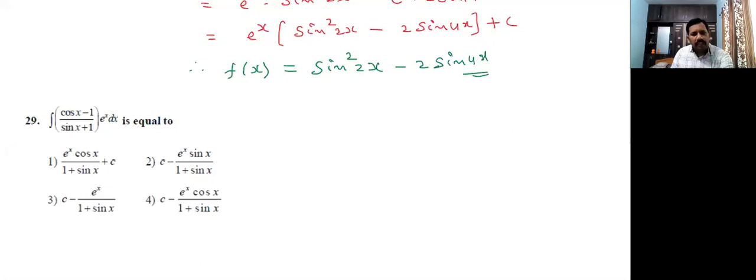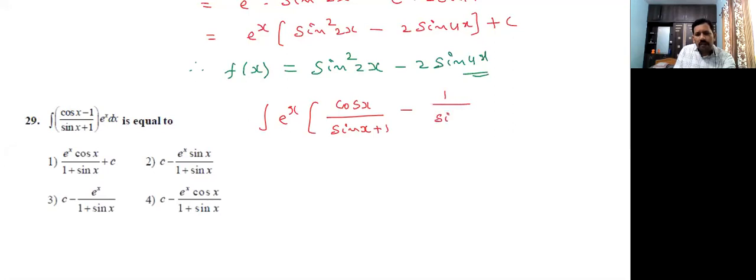Now see the 29th question. How to do this? Integration e power x into, split this, cos x divided by sin x plus 1, minus 1 by sin x plus 1, dx.